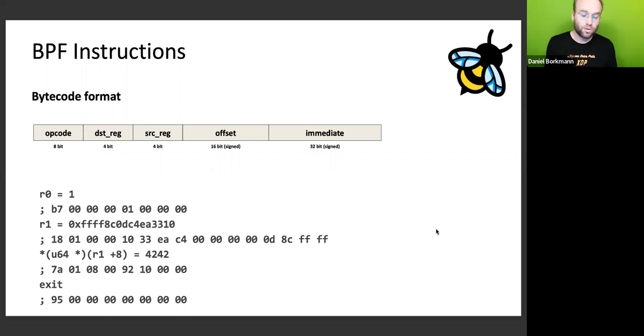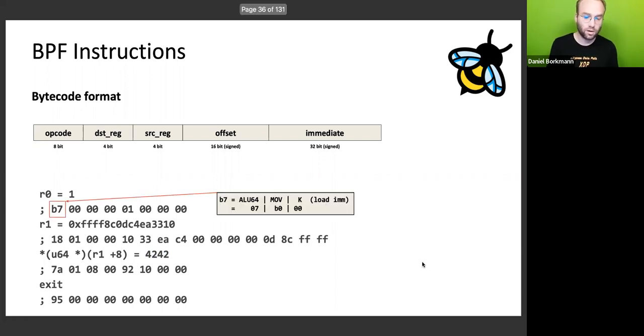I have a small program here just to show you how the instruction encoding looks like in practice. This small program will load the immediate value of 1 as a return. It will load from a map address. In this case, it's a global data load, and it will store a value into the map, and then it will exit, right? So how does the encoding look like?